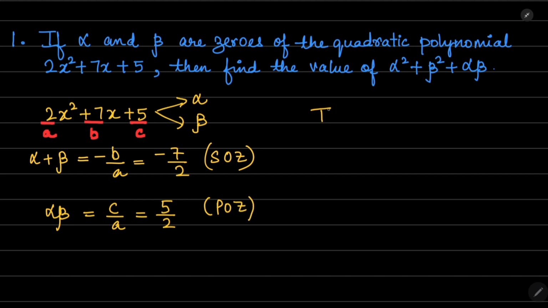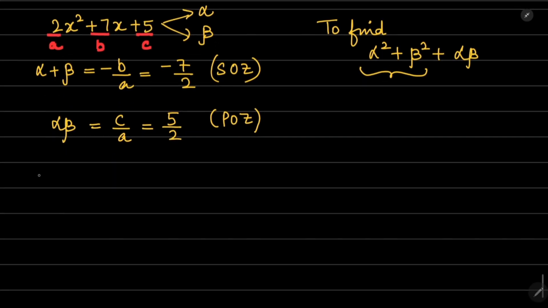So to find alpha square plus beta square plus alpha beta. Okay, so alpha square plus beta square, it is a derived identity. I would like to reiterate it here. So alpha plus beta the whole square equal to, using a plus b the whole square, a square plus b square plus 2ab, right?